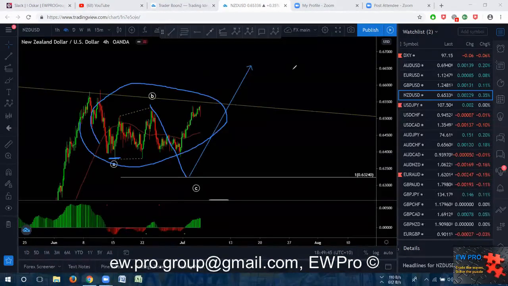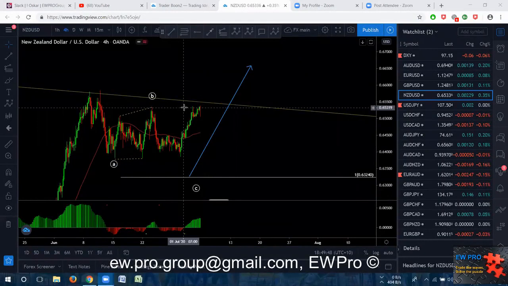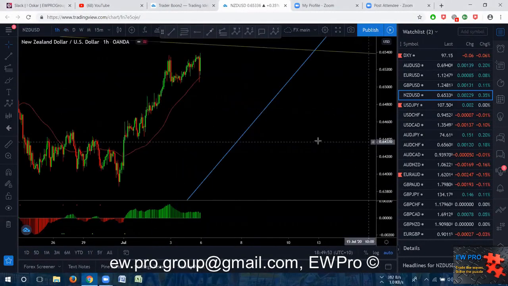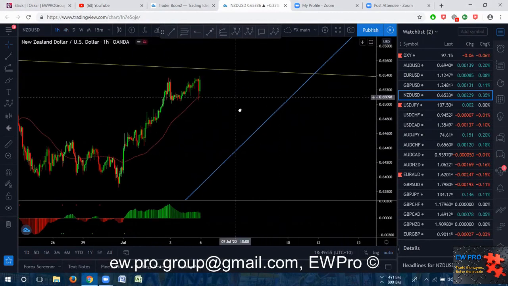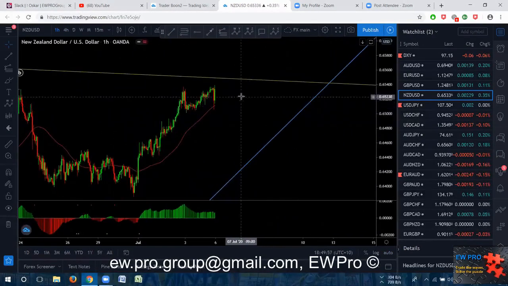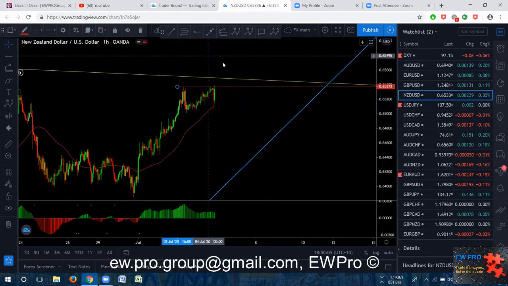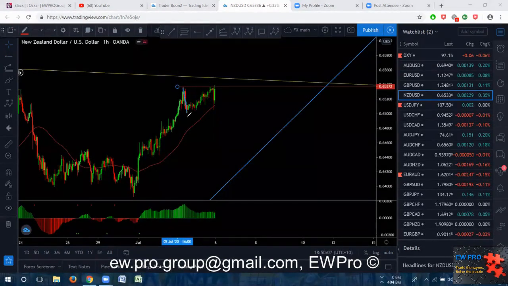You can look for the buy on this one because we did break that top. So you can look for the buy on this one. Now, if we go to the H1, we did get a break of this top. So we got a break of this top. And we did get a little running flat in here.